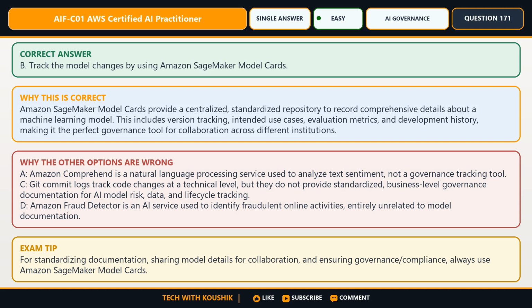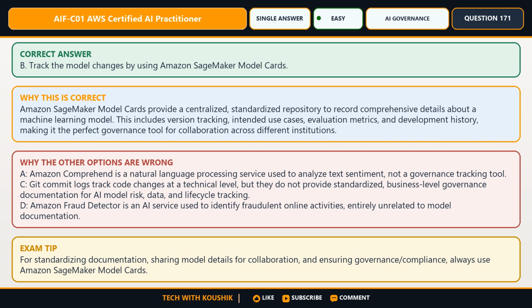The requirement to solution match is this: Amazon SageMaker model cards provide a centralized, standardized repository to record comprehensive details about a machine learning model. This includes version tracking, intended use cases, evaluation metrics, and development history, making it the perfect governance tool for collaboration across different institutions.